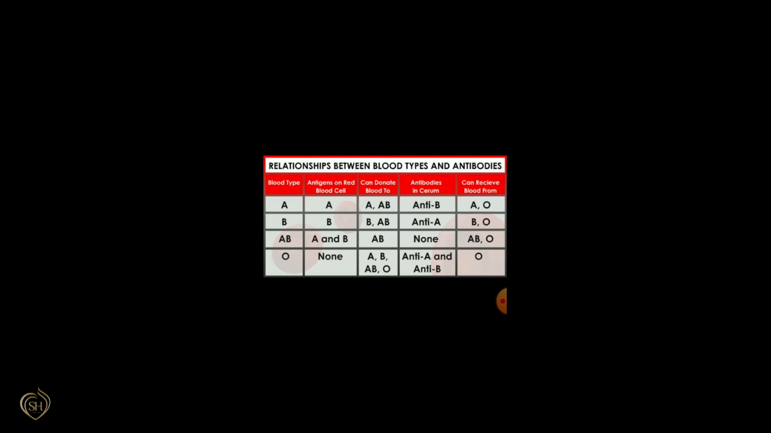Otherwise, what happens? The blood group is not matching. That may cause blood clotting and lead to the death of the person. Then, one more thing we must consider in blood transfusion is the presence of another antigen. That antigen is called antigen D or Rh factor.